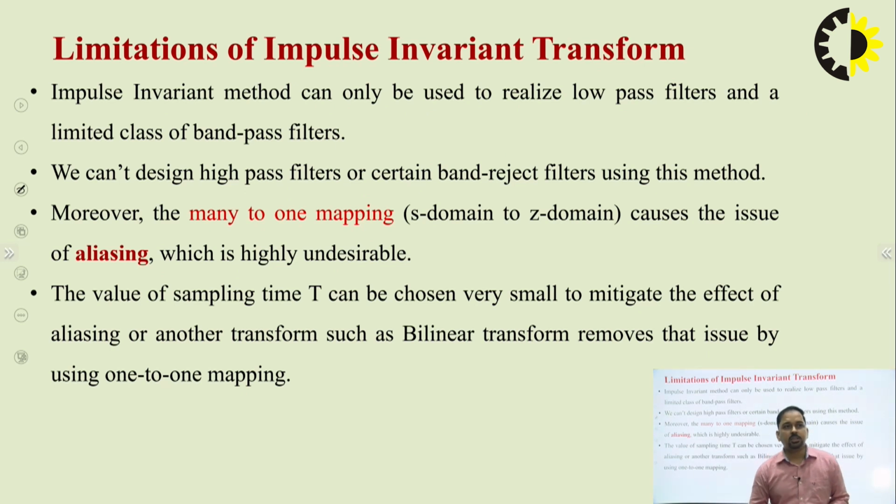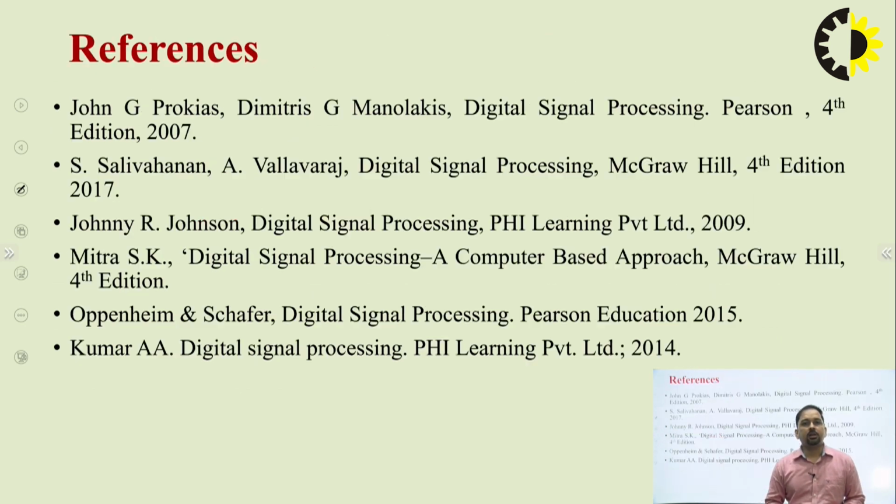What are the limitations? We have already talked about how the impulse invariance transformation technique is basically a many to one mapping, which means higher frequencies are mapped into the same range of frequencies, minus pi to pi. This is also called the aliasing effect. This aliasing effect can be overcome in our next method. We will see in the next lecture, called the bilinear transformation technique.